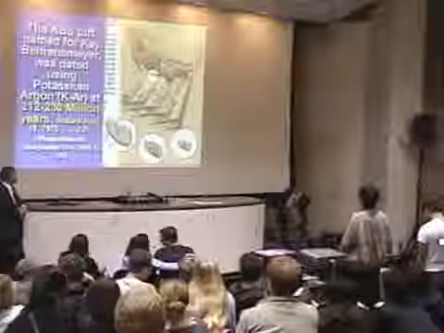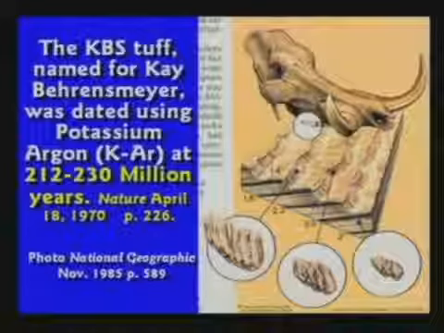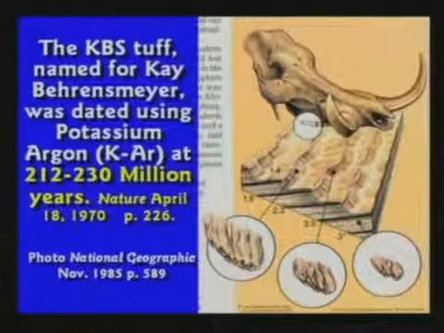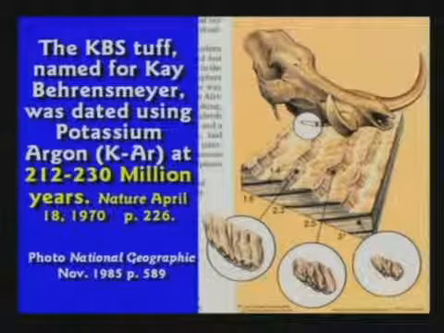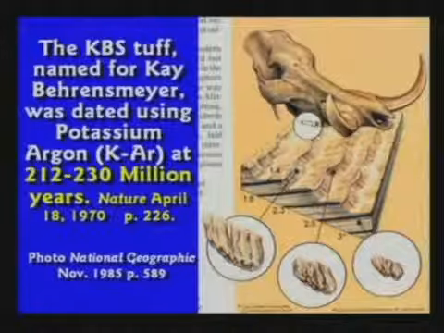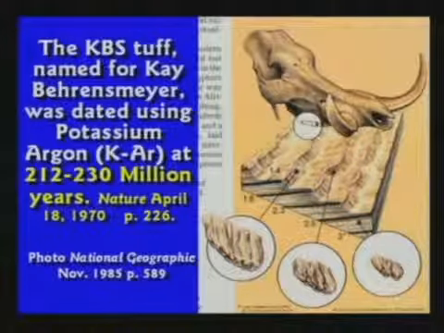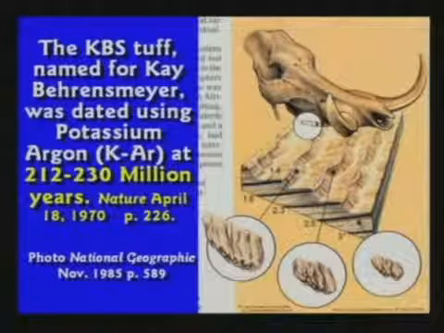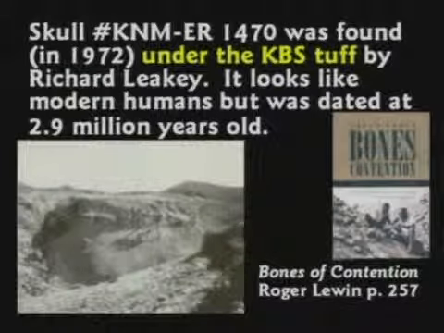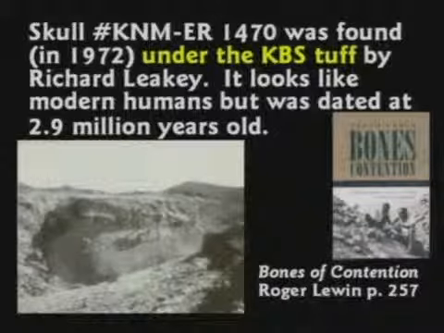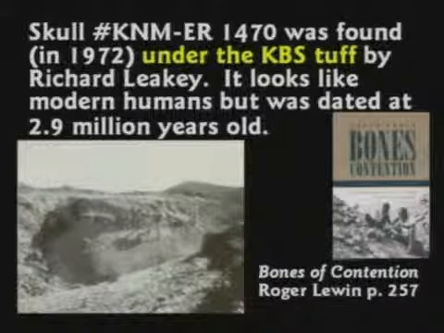The KBS Tuff for many years in all the science magazines was dated between 212 and 230 million years old based on potassium-argon dating. Nobody argued with this. It was dated many, many times. Everybody said the KBS Tuff is 200 and some million years old. Until a problem came up. Richard Leakey discovered a human skull, KNM-ER 1470, under the KBS Tuff. Well, now we've got a problem.